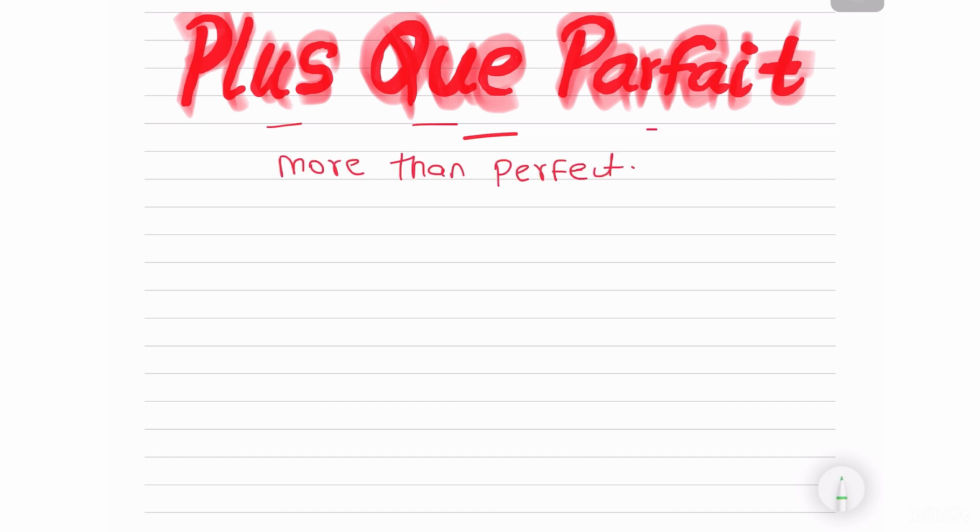And where exactly does this tense go on our timeline? So I'll just give you a timeline over here. Obviously, in the center, we have our present. If we go to the right, it will be our future. And if we go to the left, it is our past. Right? Now, plus que parfait falls in the left category, that is your past.